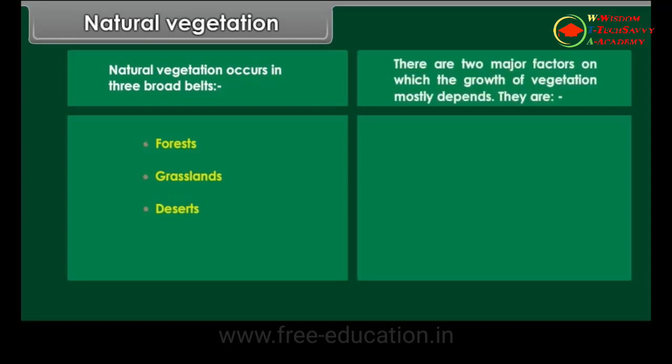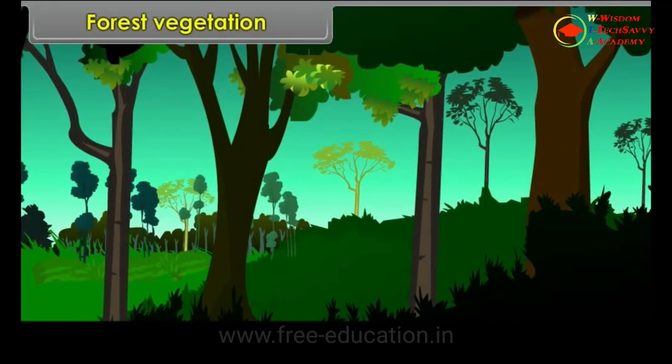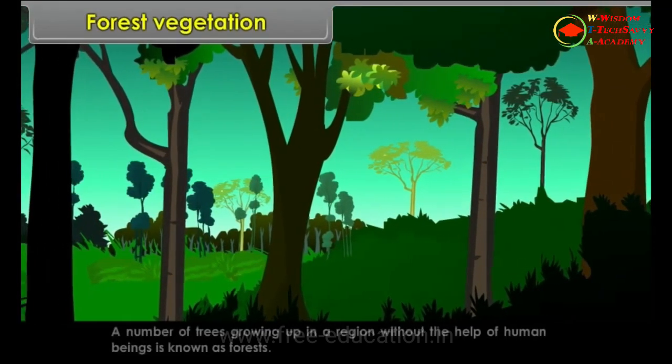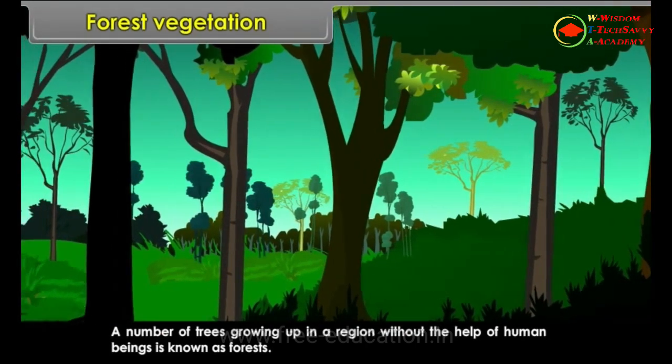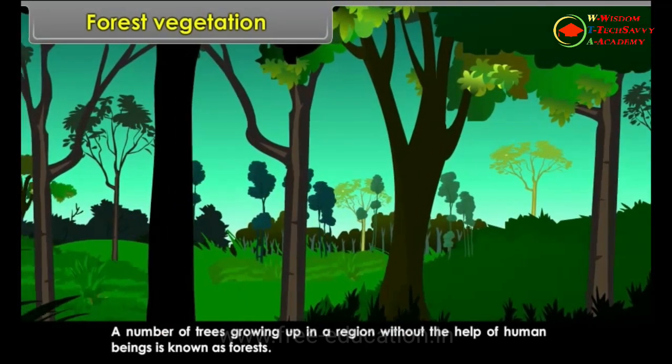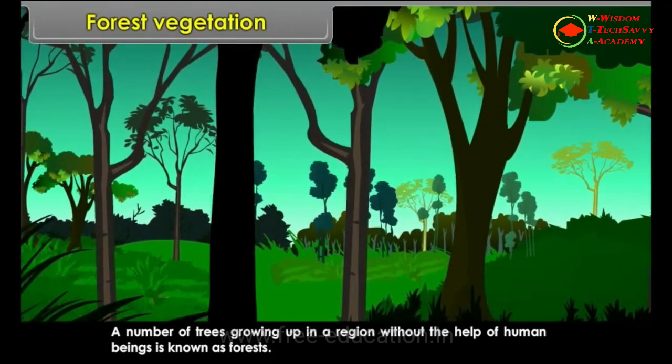There are two major factors on which the growth of vegetation mostly depends. They are temperature, moisture. Forest vegetation. A number of trees growing up in a region without the help of human beings is known as forests.